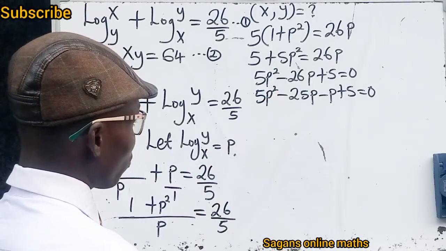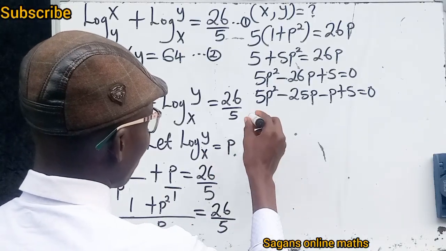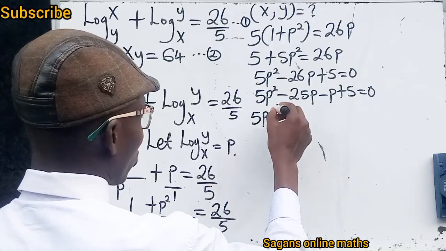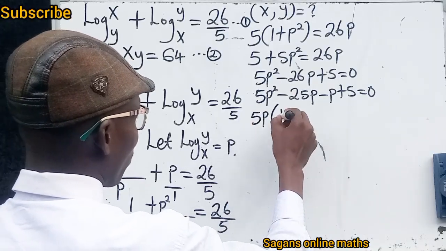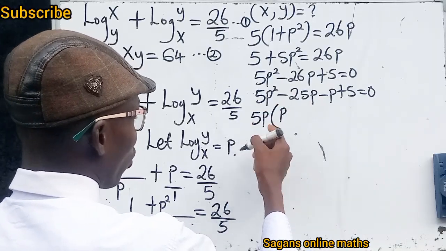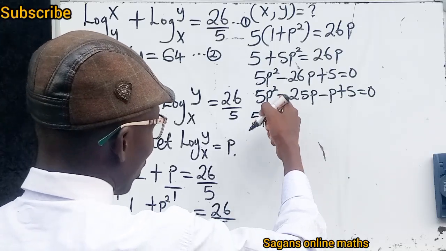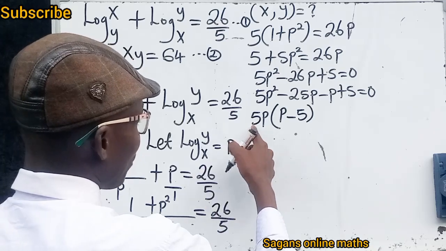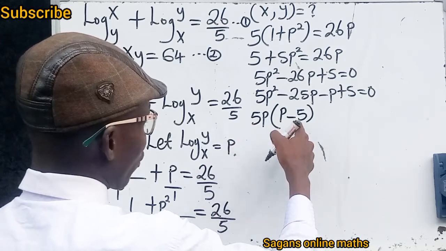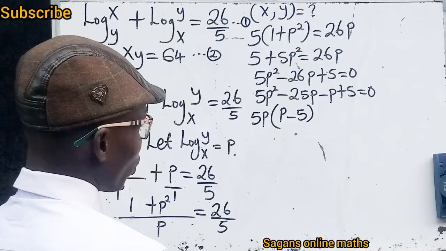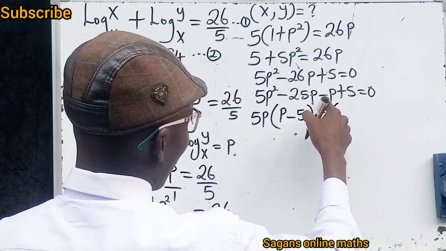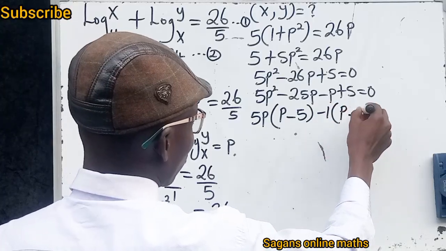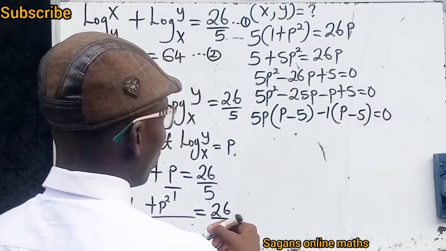Very simple. For our left hand side, what is common? Consider 5p is common, because 5p is here and 5p can also go here. Into 5p squared divided by 5p will give us p. Minus 25p divided by 5p gives us minus 5. So 5p times minus 5 gives us minus 25p. That's good. From here, minus 1 is common: minus p divided by minus 1 gives us p, and 5 divided by minus 1 gives us minus 5. All this equals 0.